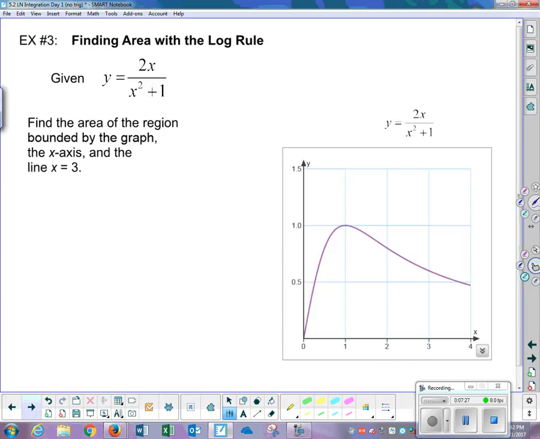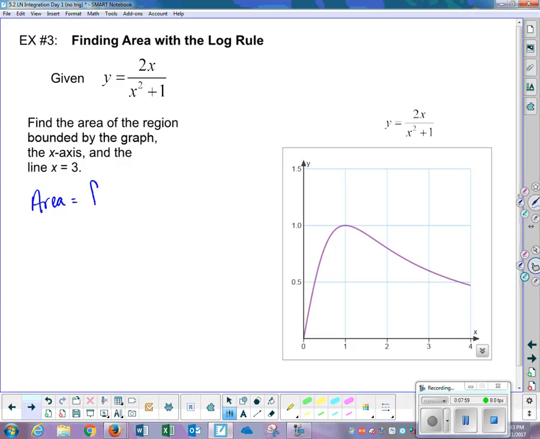Number 3, it says find the area with the log rule. And we're given y equals 2x over x squared plus 1. And it says use the log rule. So, find the area. Well, in order to find area of a curve that is not so geometrically defined as like a triangle or a square, perhaps we'd want to use calculus to do that.